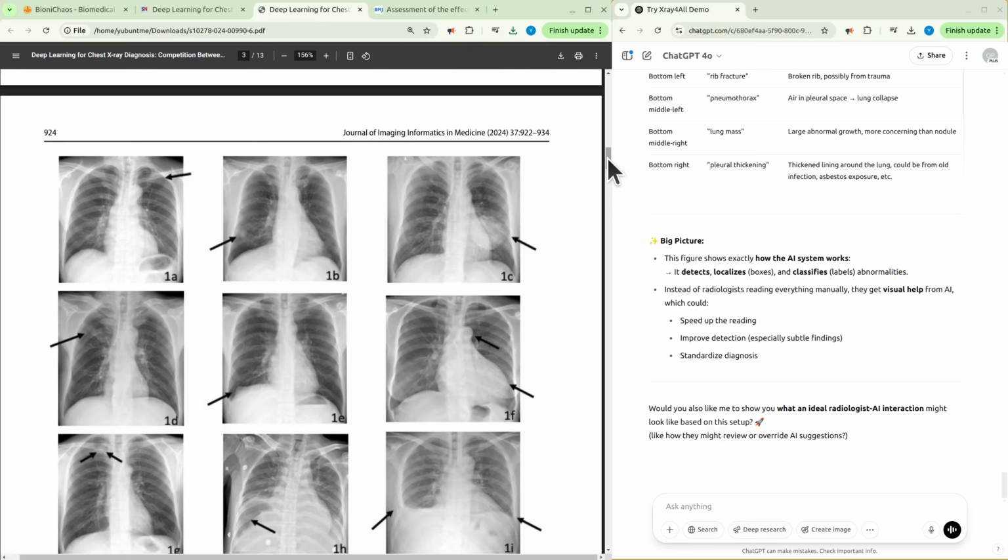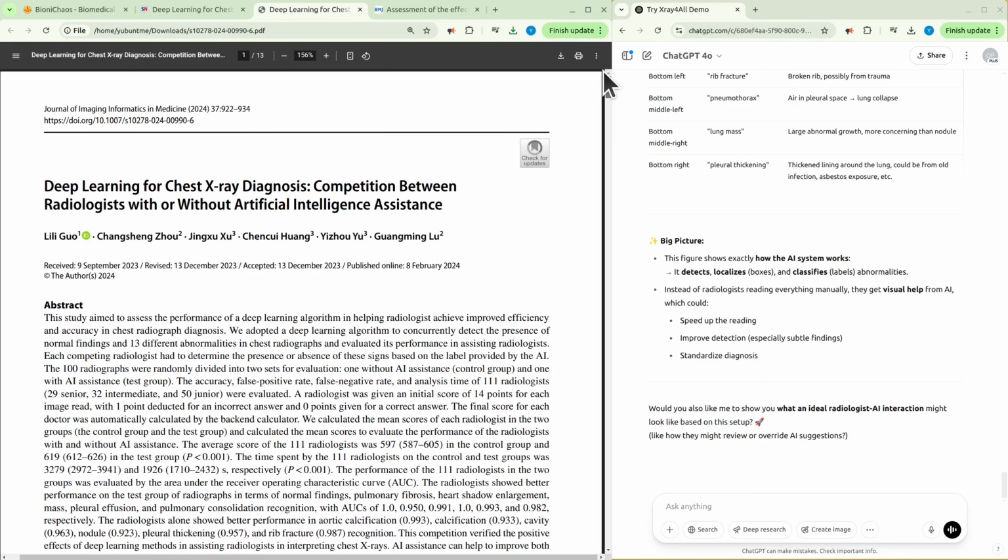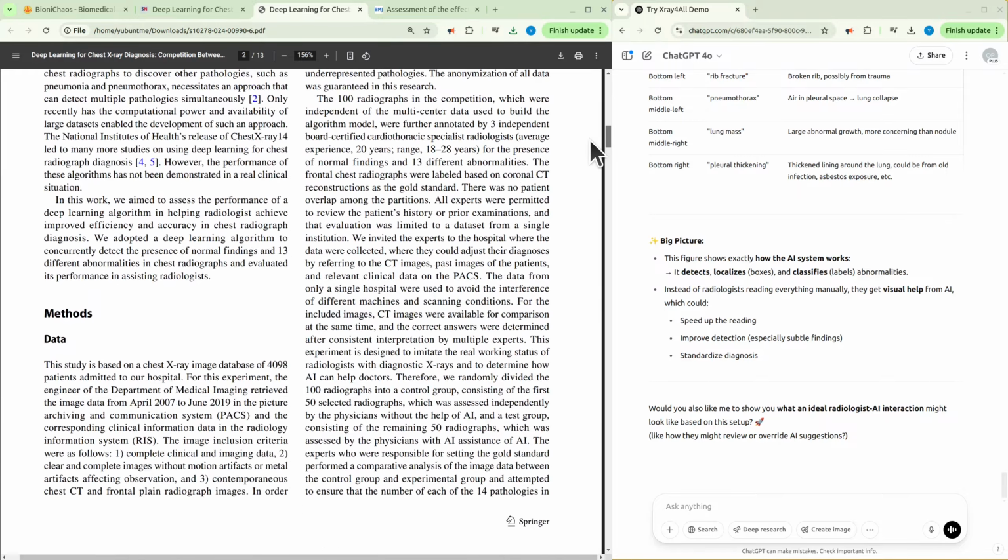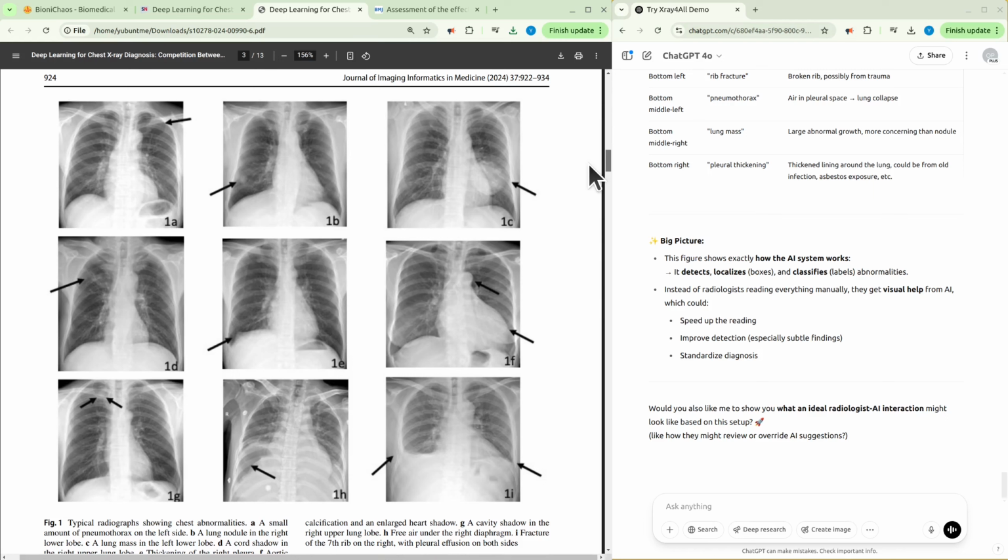Okay, can you quickly, a rapid-fire question discussion? Can you give a couple sentence summary for the article and the name of the article? Sure, here's a quick summary. Article title: Deep Learning for Chest X-ray Diagnosis, Competition between Radiologists with or without Artificial Intelligence Assistance. Summary: this study compares the performance of radiologists in diagnosing chest X-rays with and without AI assistance. It demonstrates that AI support can improve accuracy, highlight subtle abnormalities, and assist radiologists in making more confident and consistent diagnoses. Overall, it highlights the potential of AI to enhance clinical workflow and patient outcomes in radiology.